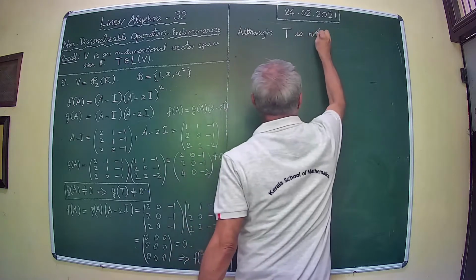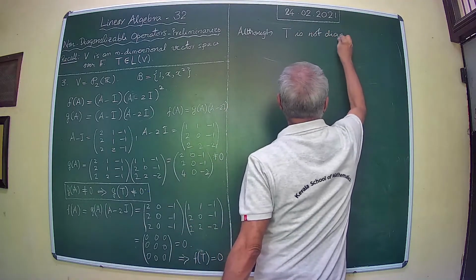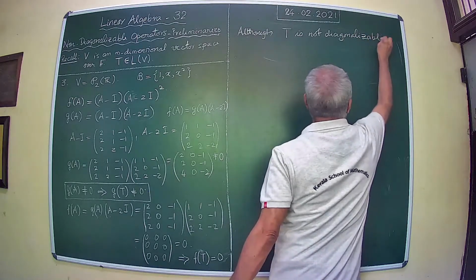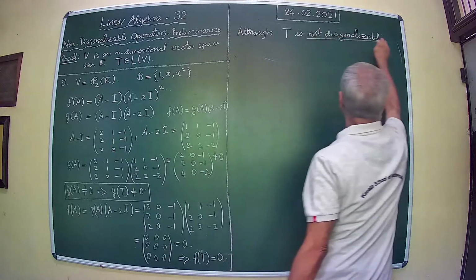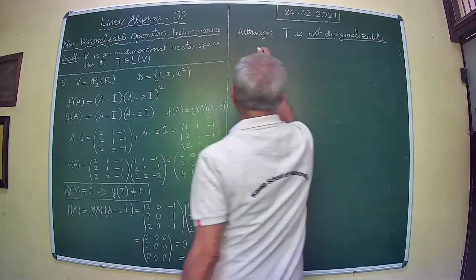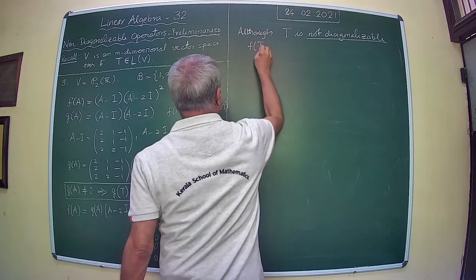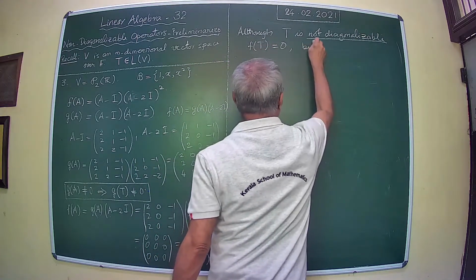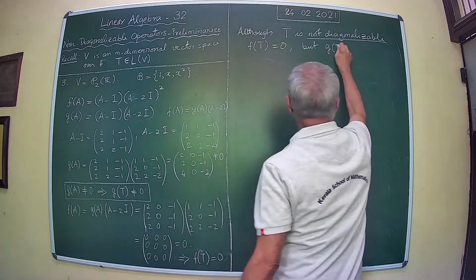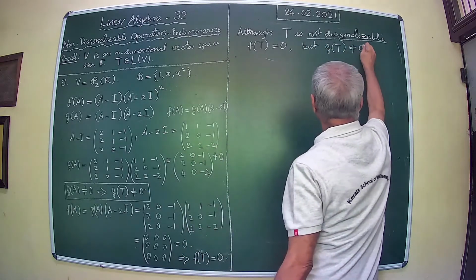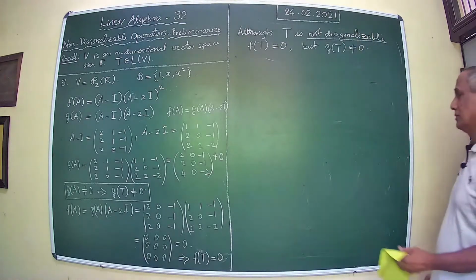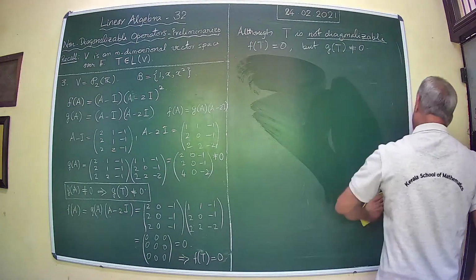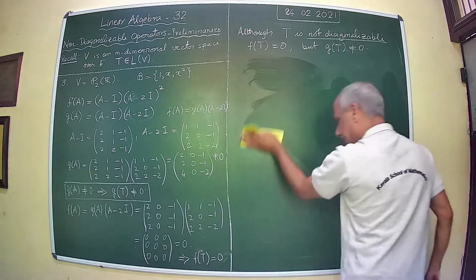Not diagonalizable. That means we cannot write that potential F of t is equal to 0, but g of t is not equal. That's a very interesting piece of information. You know that g is defined only in those cases.